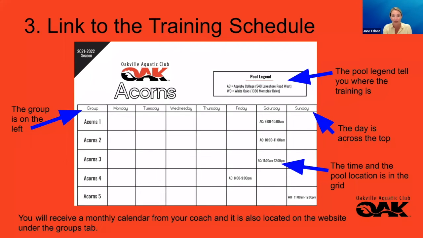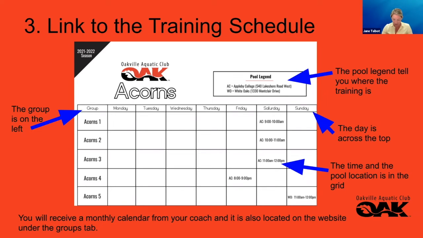So the day of the week is across the top, the group is down the left-hand side. For example, if you are in Acorns 1, you go across the top of the table and you see on Saturdays you have swimming at Appleby College at 9 till 10 a.m. You will also receive a calendar every month from your coach, and in there you might have, for example, when some meets are taking place, or if there's a day off, for example, a public holiday, all that information will be added into there.